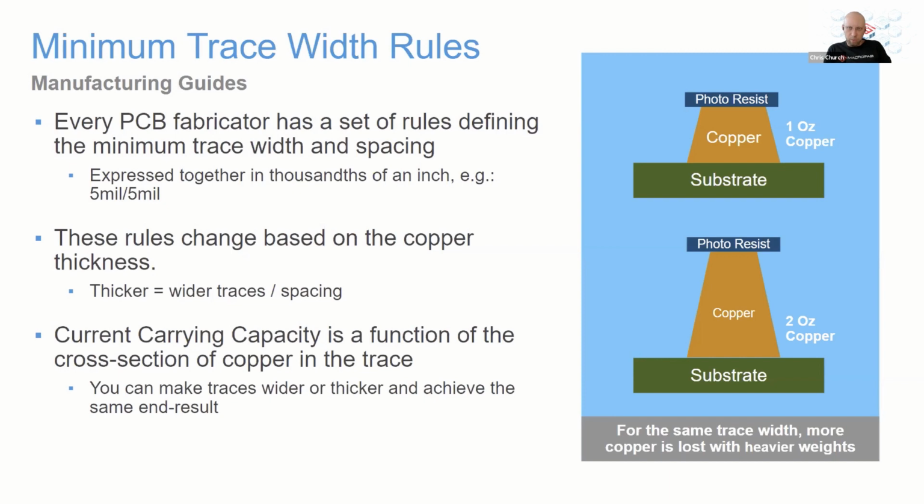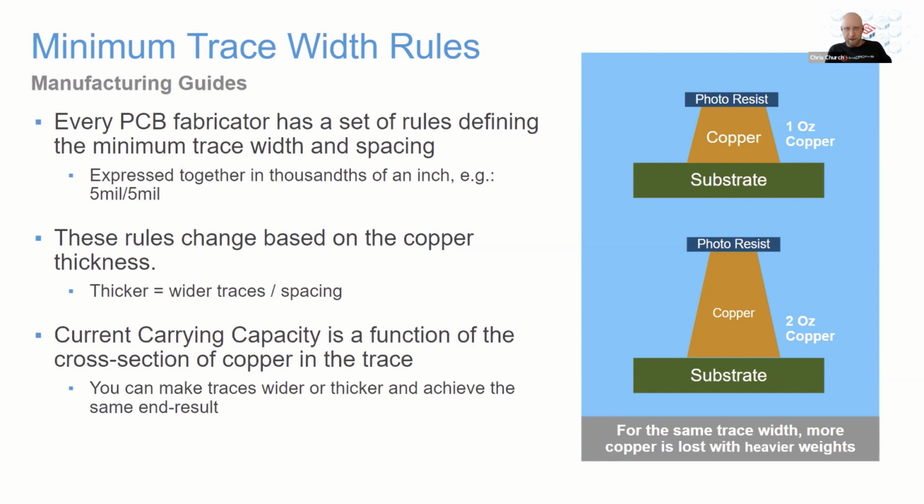And now these rules are going to change based on the copper thickness. So what will happen is the thicker your copper is, the wider it has to be. Because if you look at the photo or the diagram on the right, we'll notice that these two particular designs started with the same width trace, but at the end, the 2 ounce is much, much thinner on the top, right? And once we get to a certain point, we're removing too much copper, and we're not actually hitting our target cross section, if you will, here.